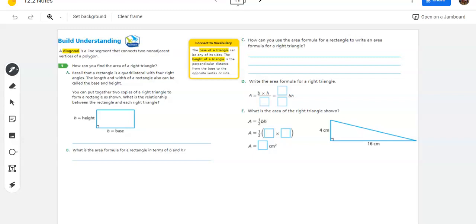So number 1, how can you find the area of a right triangle? Let's look at A. Recall that a rectangle is a quadrilateral with 4 right angles. So down here we have that. We have 1, 2, 3, 4 right angles. The length and width of a rectangle also can be called the base and the height, and they have that labeled here for you. You can put together 2 copies of right triangles to form a rectangle as shown.